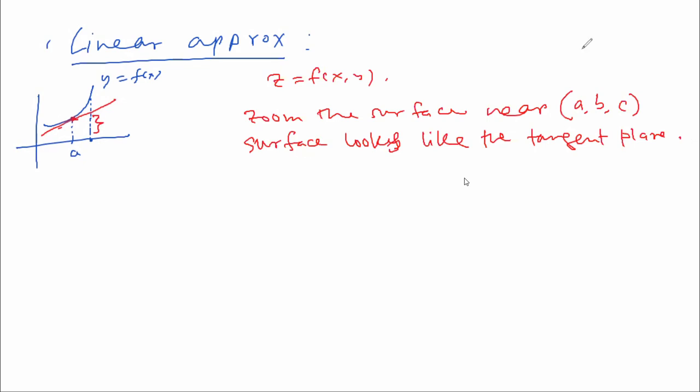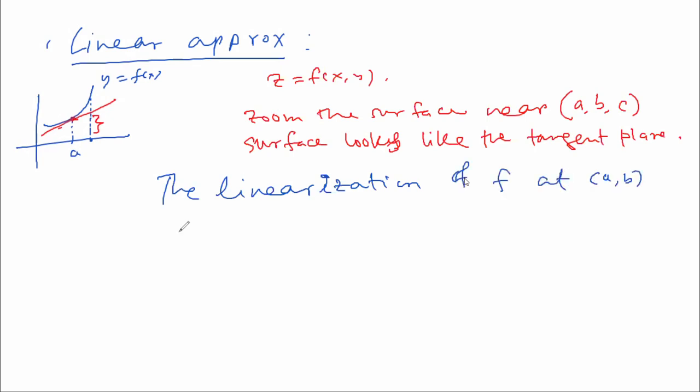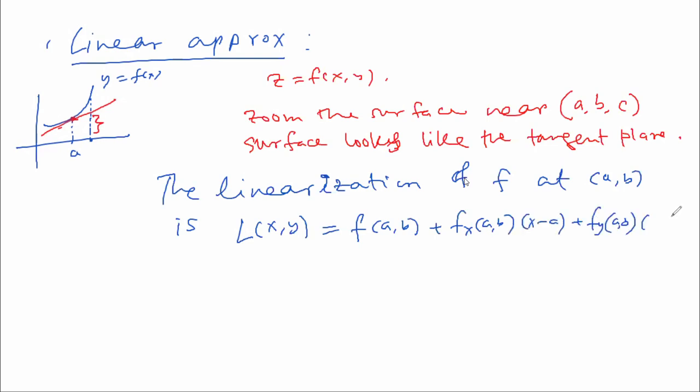So the linearization of f at a point AB is just the equation of the tangent plane. Do you see this is just the equation of the tangent plane? Instead of writing z, I'm writing a two variable function.